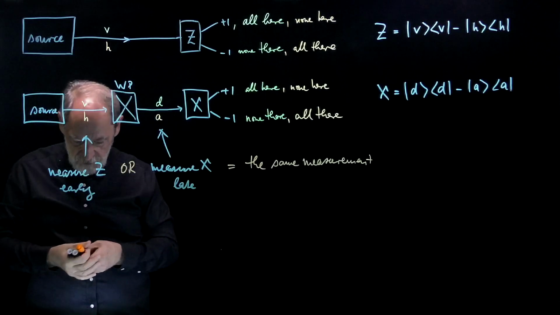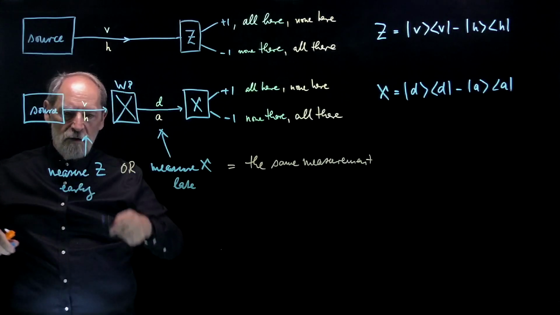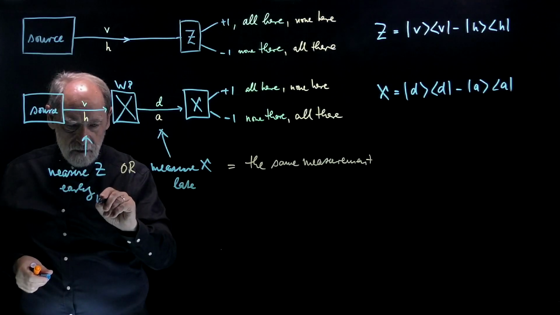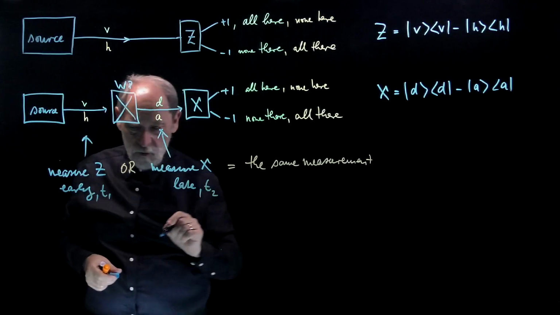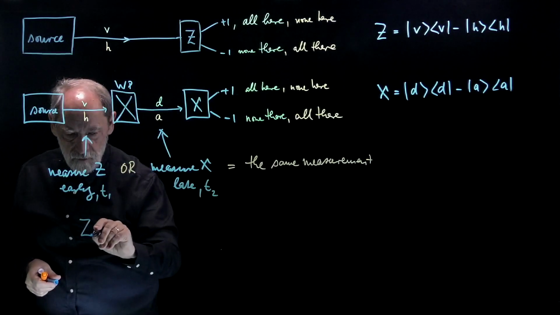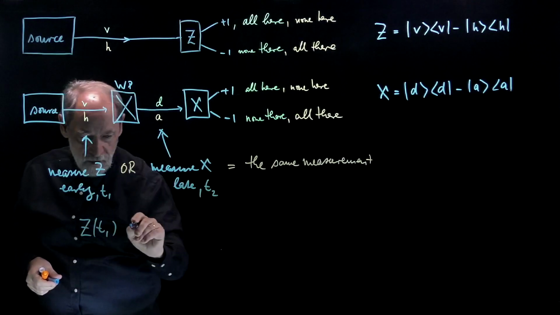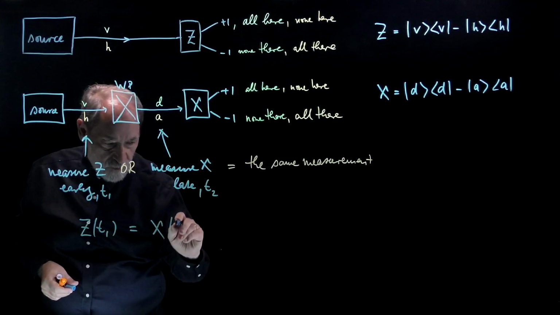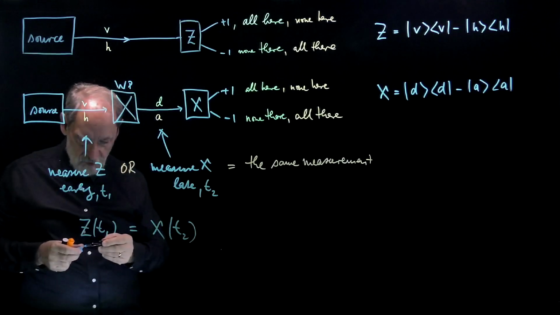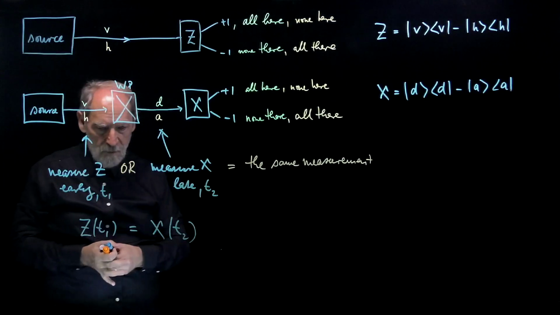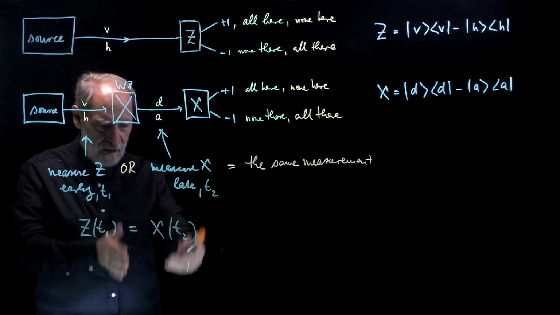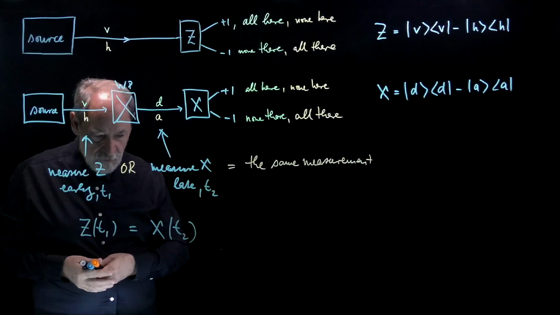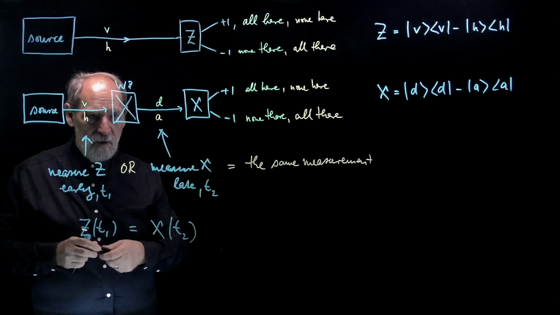So if we denote symbolically this early measurement as happening at the time t1 and this late measurement as happening at the time t2, we can see the Z measurement at time t1 is equal to the X measurement at time t2. So here we have a very elementary way of talking about measurements at different times, early and late, without, however, resolving what happens at intermediate times.